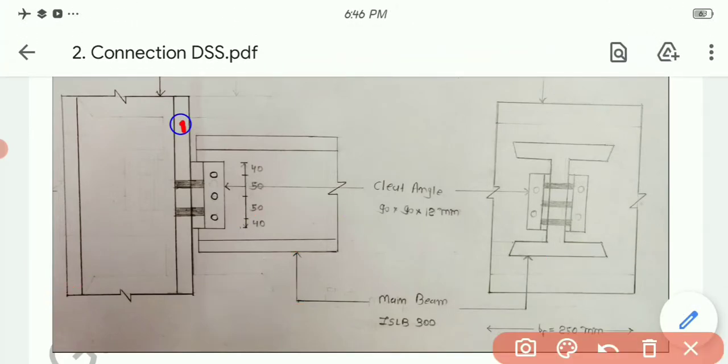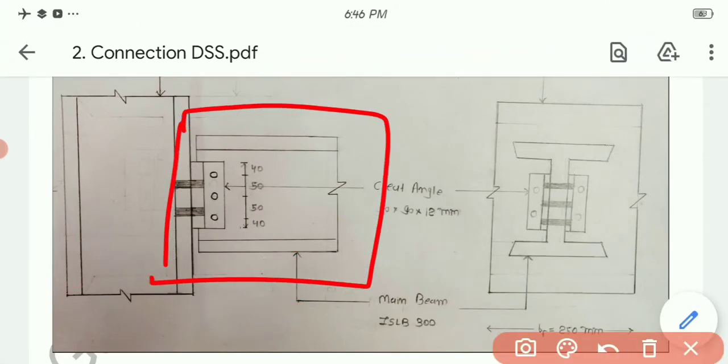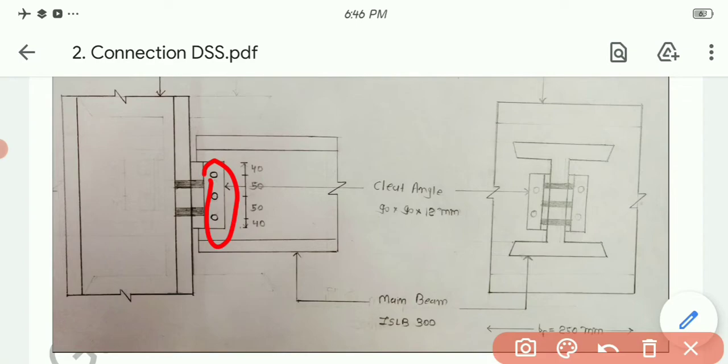So we have connected this one. See, this one is the beam, and this one is our cleat angle. So the number of bolts, we can see there are 3 bolts, and these 3 bolts are shown in the side view as these threads.